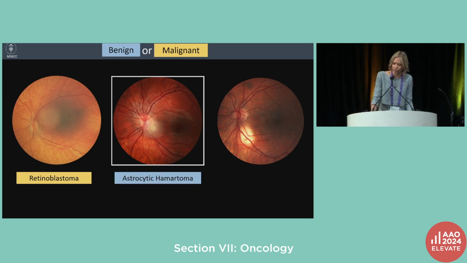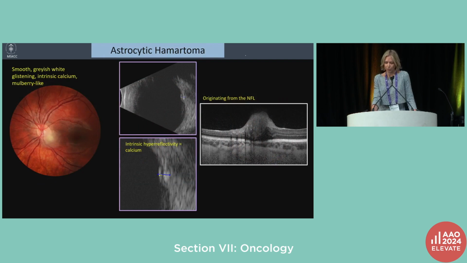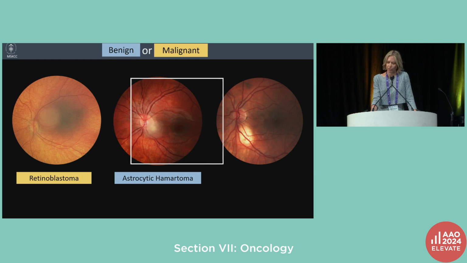The middle one here is an astrocytic hamartoma. These are also smooth, grayish-white, glistening. They can have intrinsic calcium, as you can see there on the ultrasound. And on the OCT, you can see that it's actually originating from the nerve fiber layer, which was distinct from the retinoblastoma that I showed you.